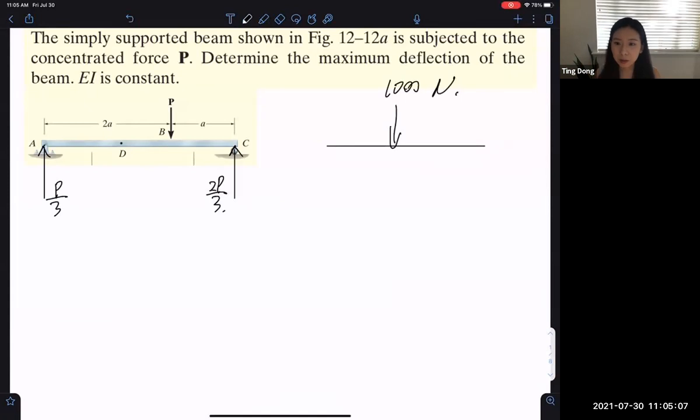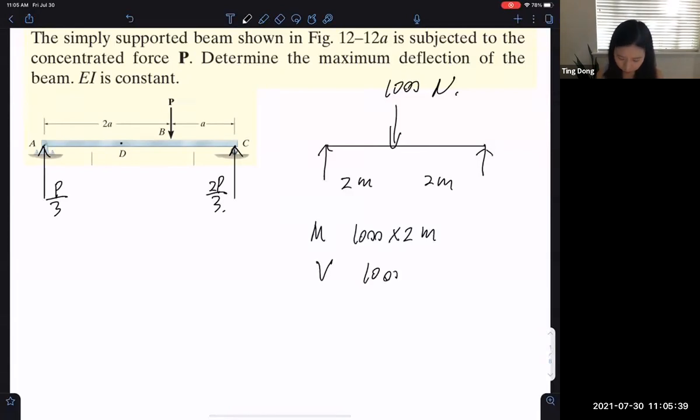And for the shear, I read all of your submissions. What is the maximum shear force and maximum bending moment in this beam? I saw a lot of students write directly: this is 2 meters on the right side and left side, the total length 4 meters, force applied at the middle. And then a lot of students wrote directly that the maximum bending moment is 1000 times 2 meters, and the maximum shear force is 1000.